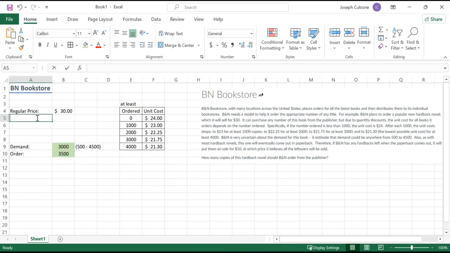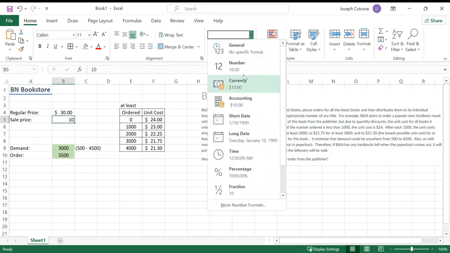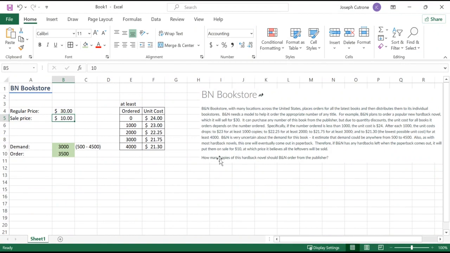So I have my regular price, and I have my sale price, which is $10. Now I think I've gone through and used all the givens, at which price all the leftovers will be sold. So anything left over will be sold. So now I need to know how many are coming in as leftovers, or what is my surplus.